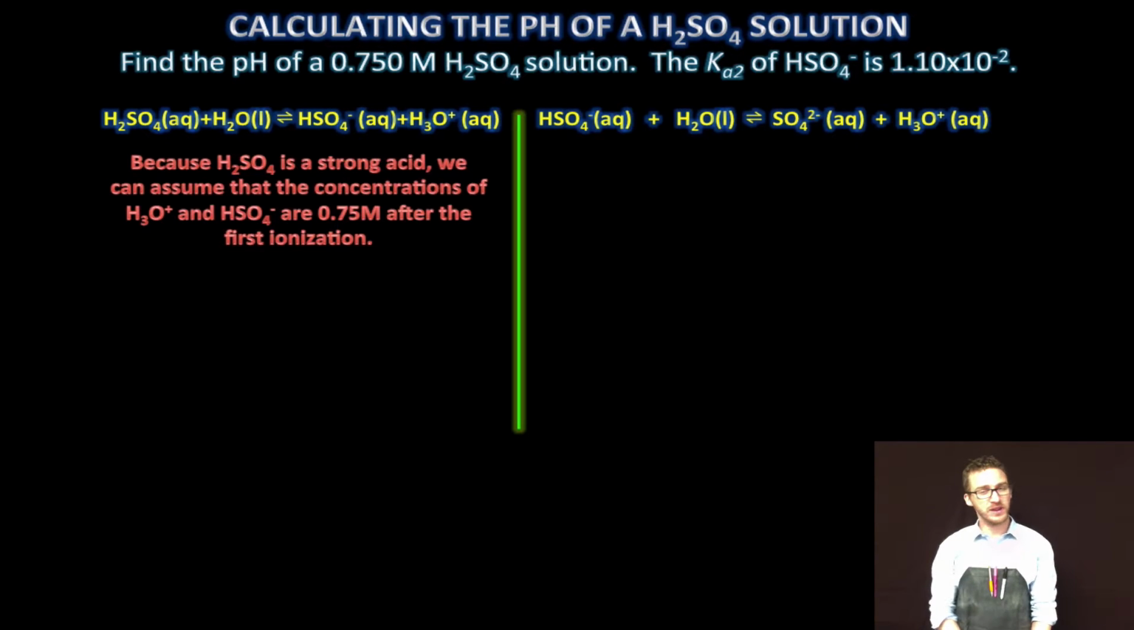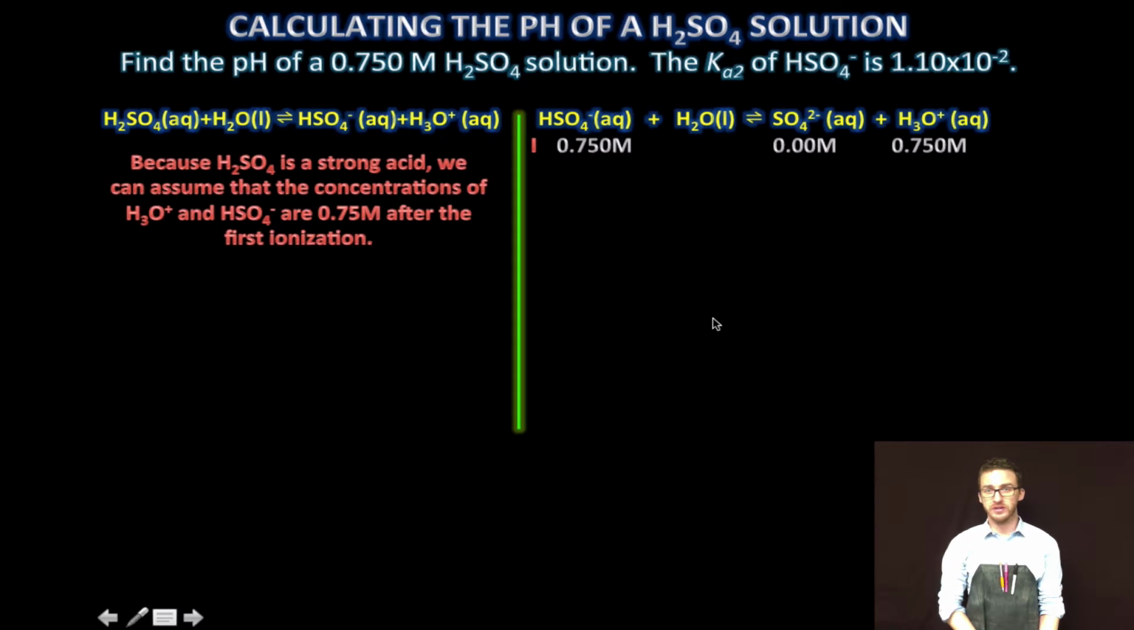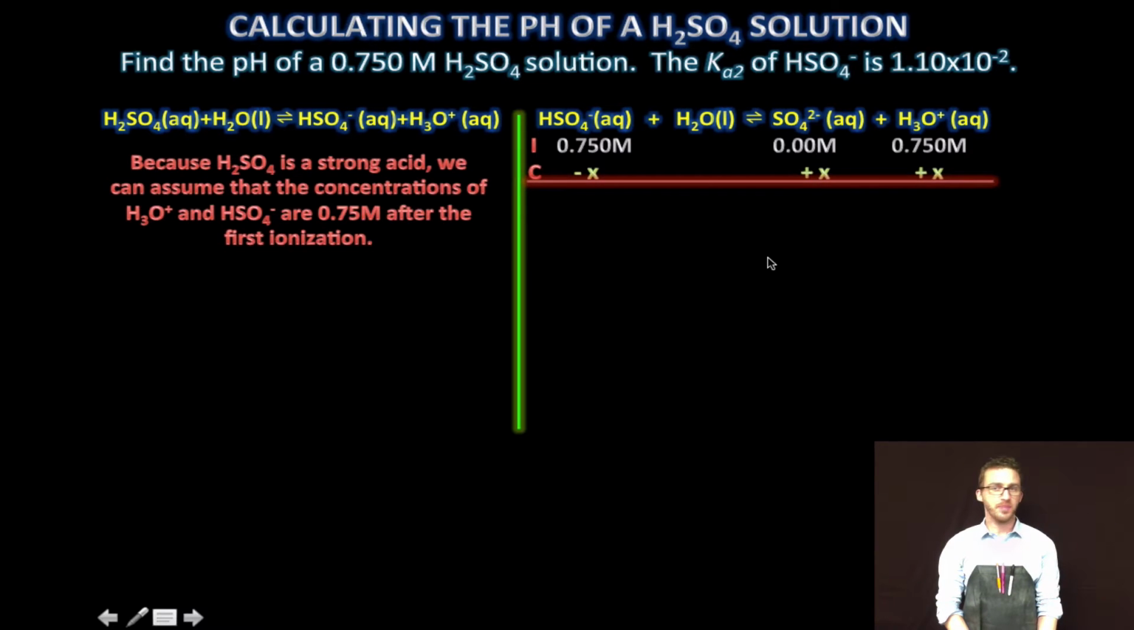But hydrogen sulfate ion, or HSO4-, is a weak acid. And so to determine the hydronium ion concentration of a weak acid, we need to set up an ice table. Recognize, though, that our initial concentration of hydrogen sulfate ion and hydronium ion are going to be 0.750 molar. We do have initial concentration of hydronium ion in this case due to the ionization of that first hydrogen ion from H2SO4.